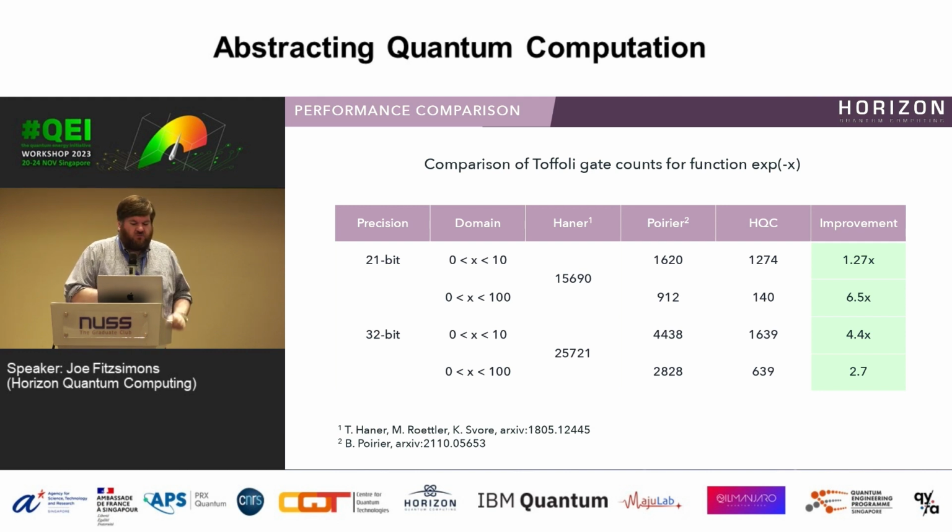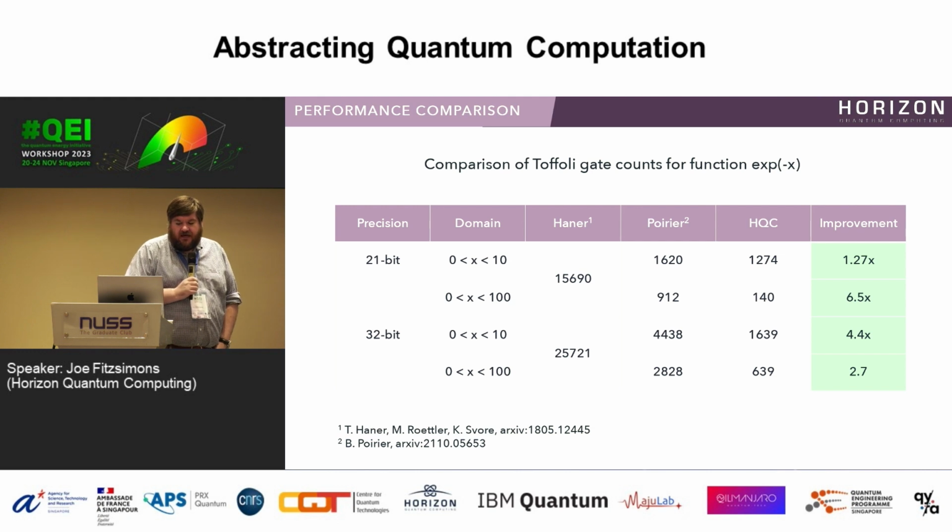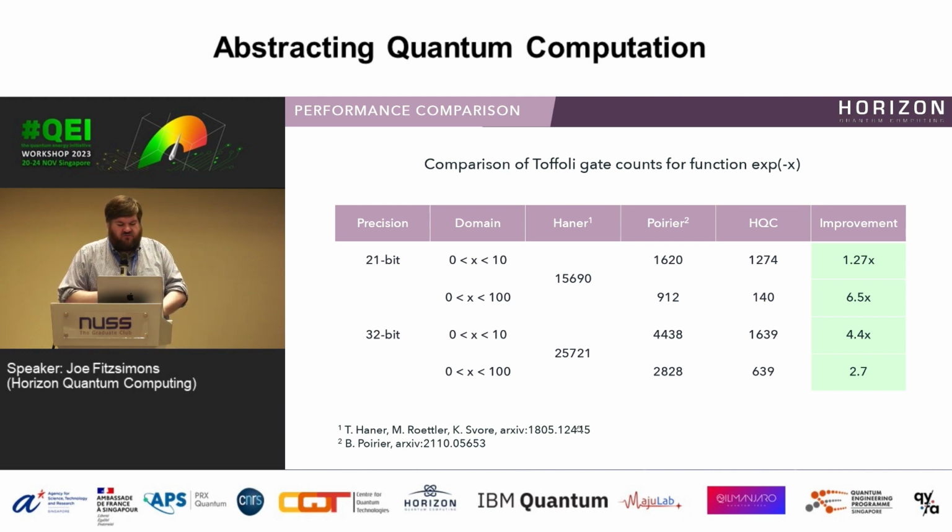So they had been using some results from paper 1 here that came out in 2018. And this had explicit circuits for inverse exponential. There was a subsequent follow-up paper in 2021 that showed you could reduce these costs a little bit, and our numbers are from December 2021. So what we did was compare compiling this e to the minus x for either 21-bit or 32-bit precision, for x in the range 0 to 10 or x in the range 0 to 100.